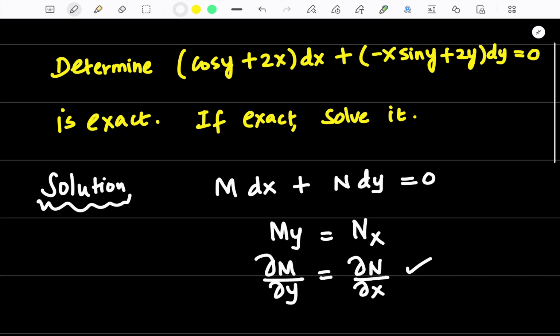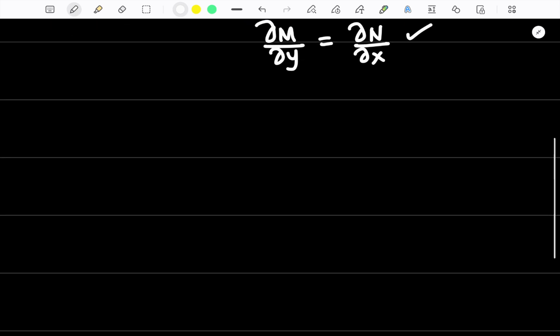So if exact, the solution exists. Even if it is not exact, a solution exists, but you need to do some tricky methods to get the solution. Okay, so keep that in mind. So let's go to this question. Determine whether (cosine y plus 2x) dx plus (minus x sine y plus 2y) dy is equal to 0 is exact. If exact, solve it. Let us start this question.